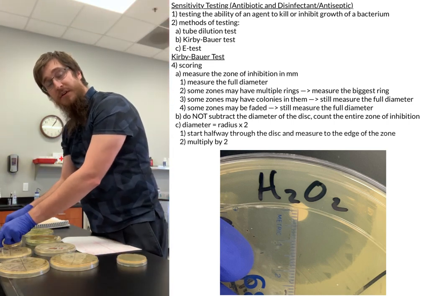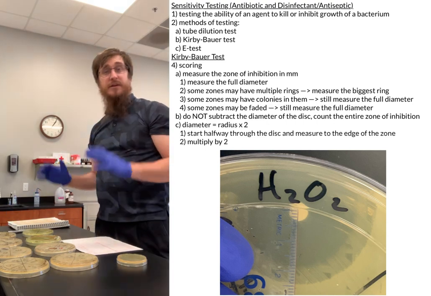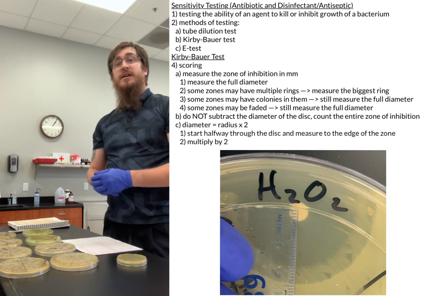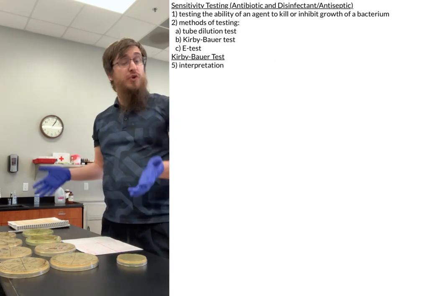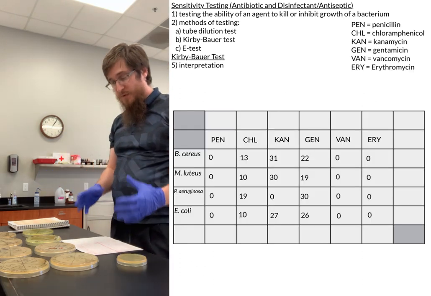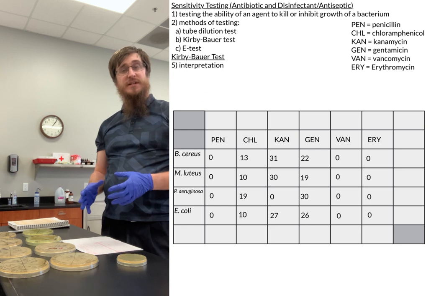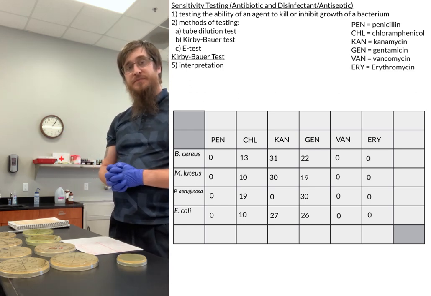All right, that's enough about all the different ways that we can basically look at and score our specific tests. The next thing we have to talk about is how do we actually interpret all of this. So here's a data table. This is basically the data that we got for the 4 organisms that we tested in class against the 6 different antibiotics that we used.